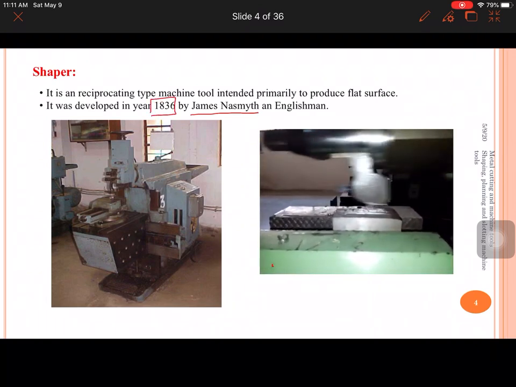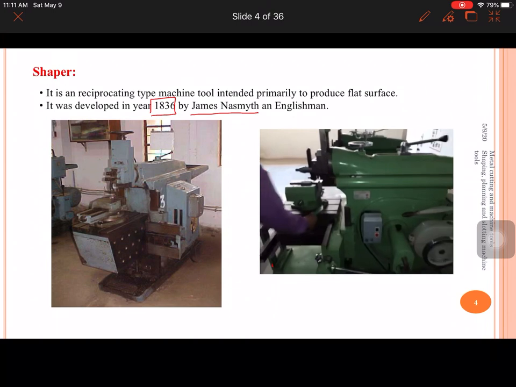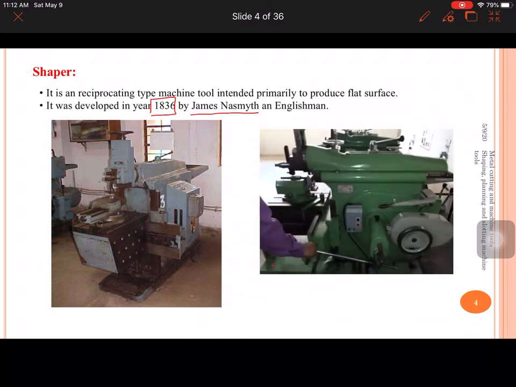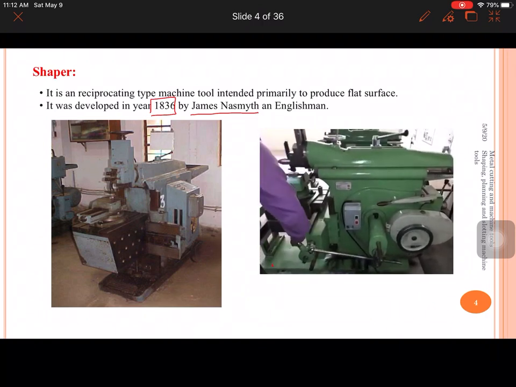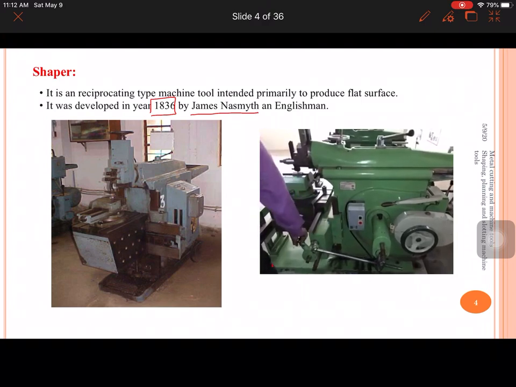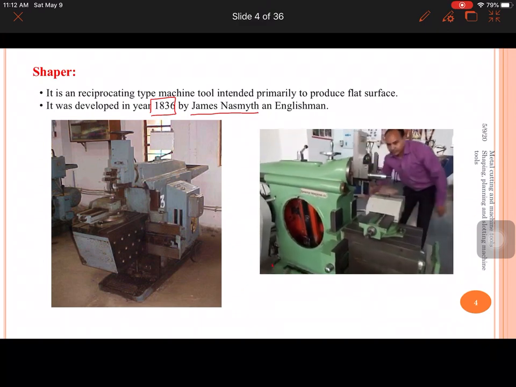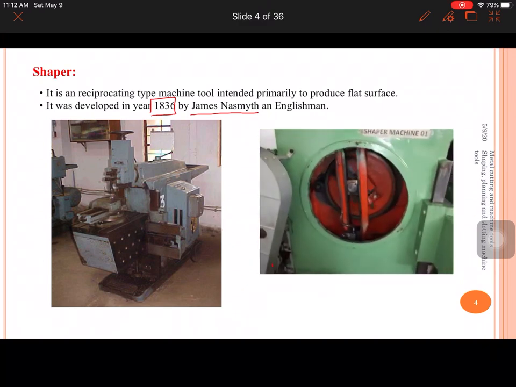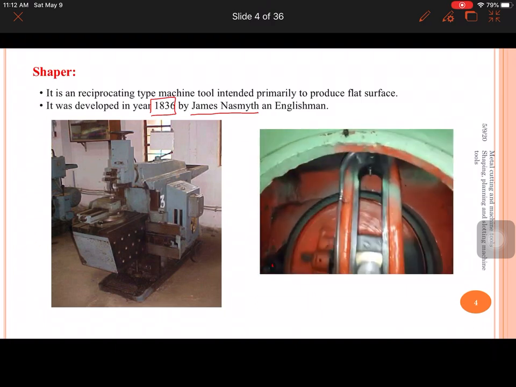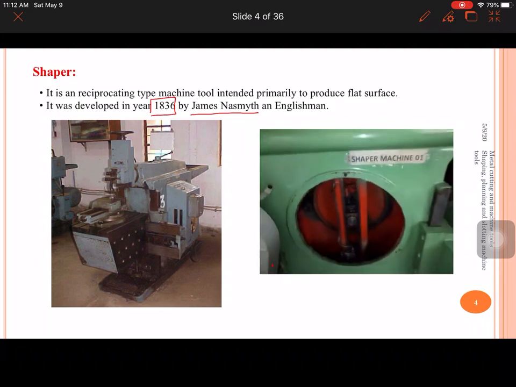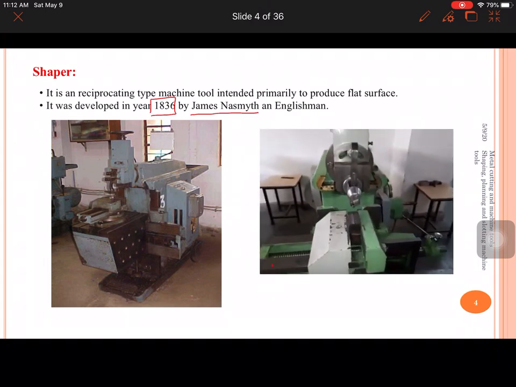But these shaping machines or planing machines are usually obsolete now. This is because we can also generate flat surfaces by using the milling machine, which is more productive compared to the shaping machine. Why is it so? Because the milling machine uses a multi-point cutting tool, and in the shaping machine we are using a single point cutting tool. There are some inherent advantages if you go for the multi-point cutting tool, because the wear takes place over all the cutting edges, and it is more productive compared with the shaping machine.